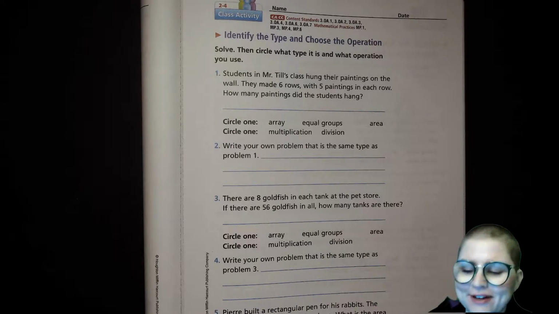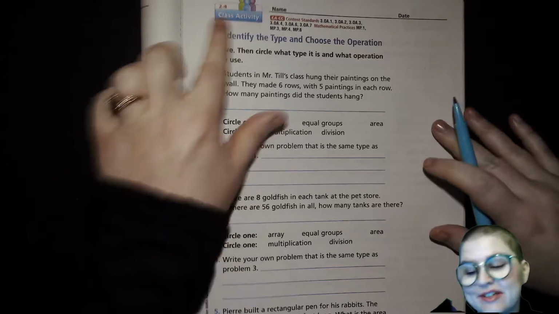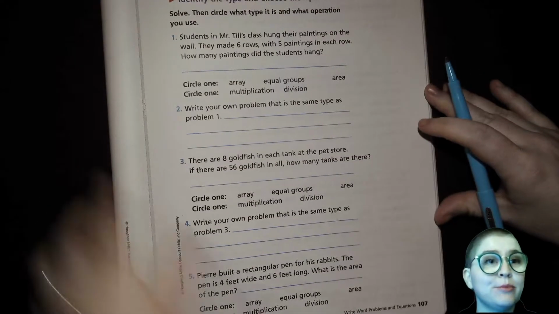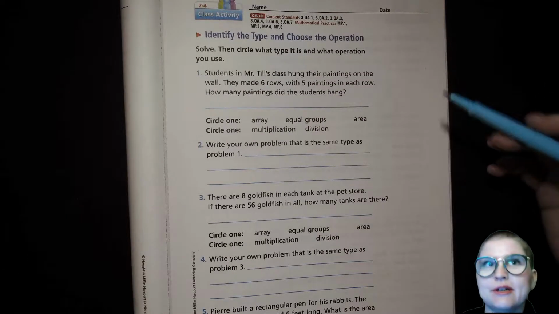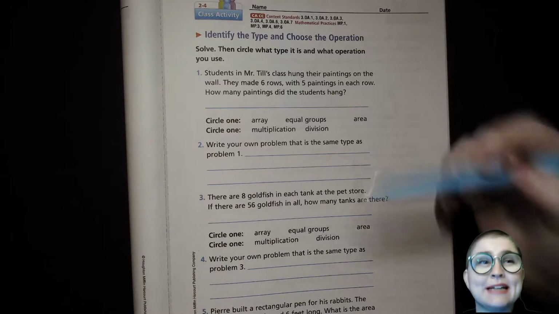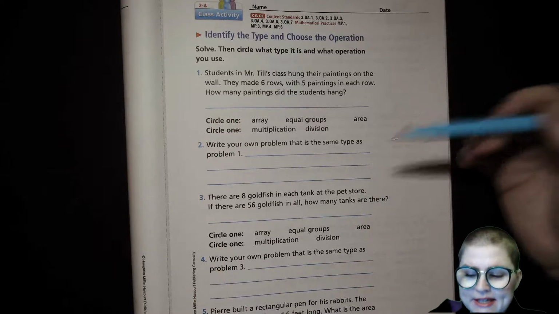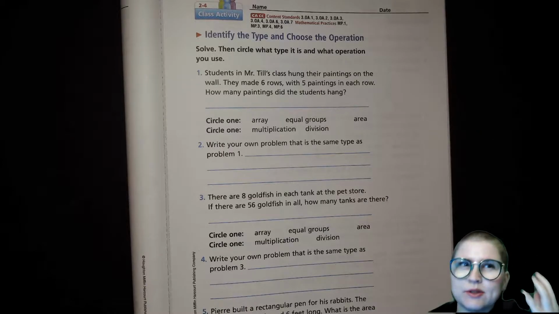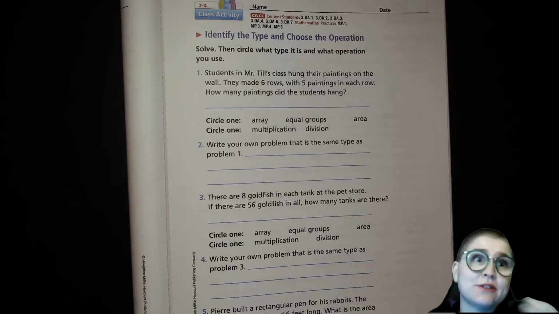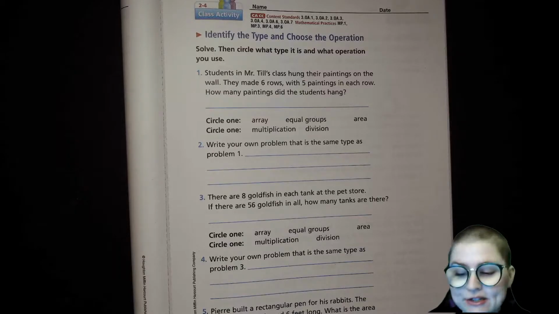Hello, third graders. Today we are doing Unit 2, Lesson 4, which is on page 107 in your book. And today we're focusing on answering word problems, identifying what type of word problem it is, and coming up with a drawing or an equation to help us conceptualize or visualize the problem and then solving it. So let's go ahead and get started.